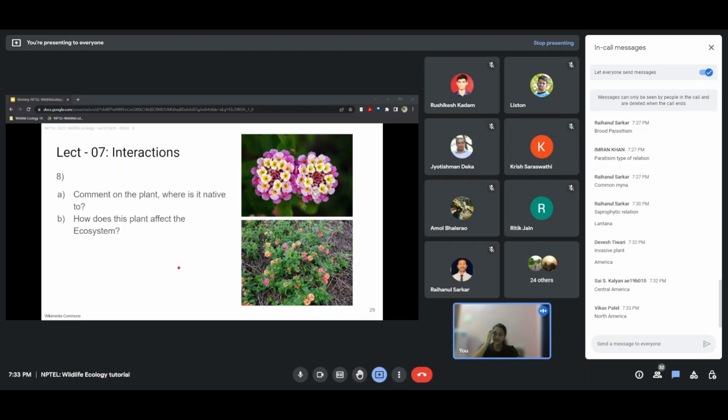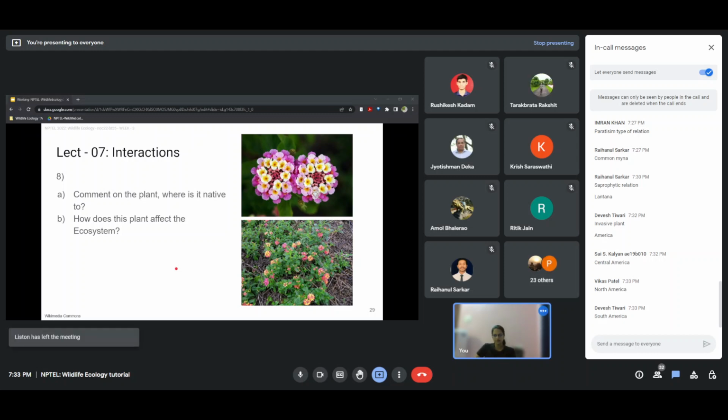North America, any other guesses? So it's definitely one of these answers. All right, fine. Okay, South America. Yes, it's from South America. So how does this affect the ecosystem? It is invasive. Why is this plant invasive? How does it manage to be so invasive? What are the traits that this plant has that make it invasive?